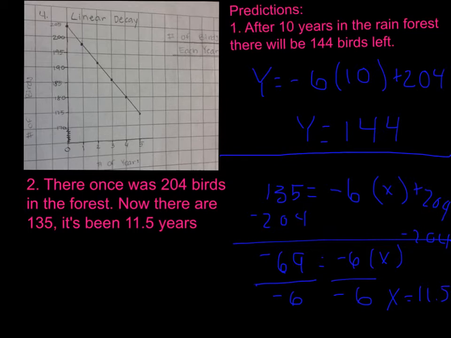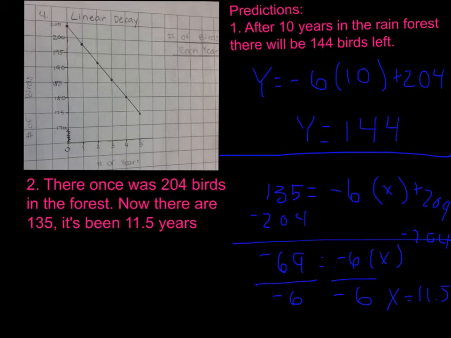So you do y equals negative 6 times 10, for the 10 years, plus 204, which is our start value. And that gives y equals 144.